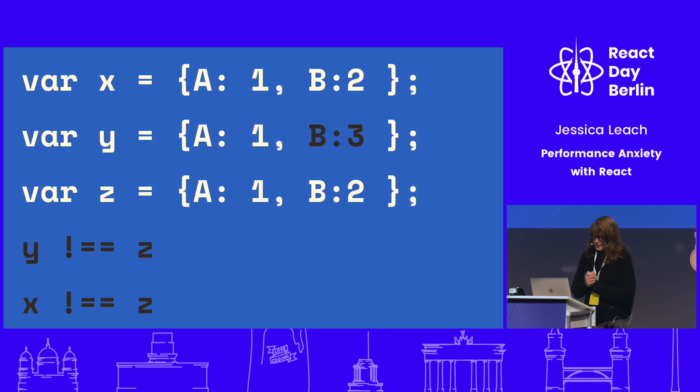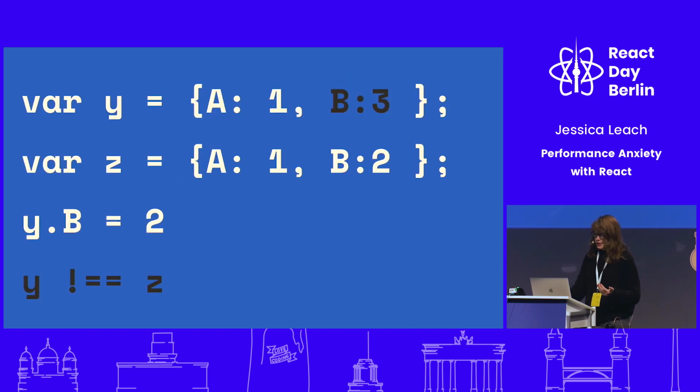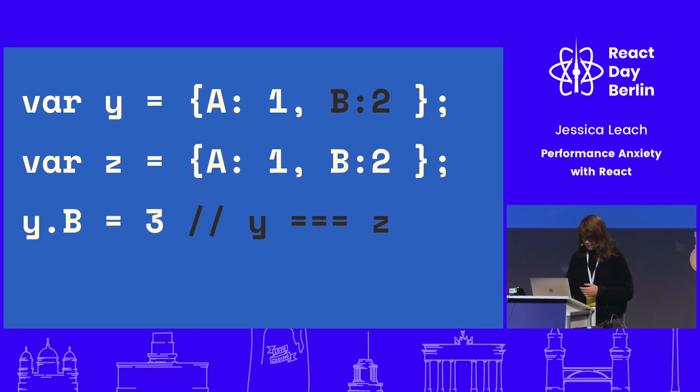But also, x is not equal to z, because even though they have the same key value pairs, they have different variable names. And if we change y so that yb is 2, even though it has the same key value pairs as z, y is not equal to z according to shallow comparison. However, if we reassign y to z, y is equal to z. And if we then reassign yb to 3 again, even if yb and zb are not the same, the shallow compare will treat y and z as equal, because it doesn't look at the key value pairs.